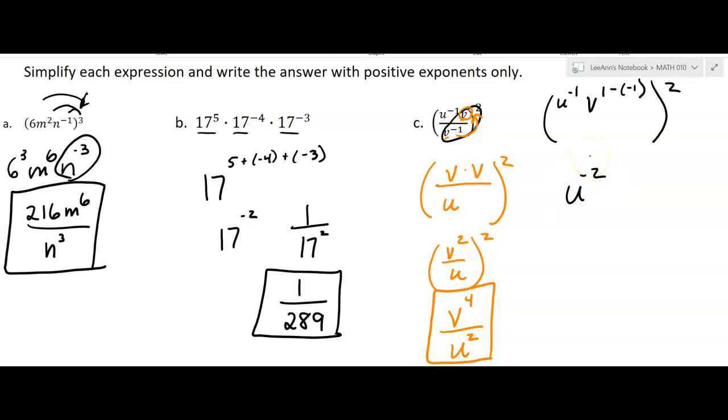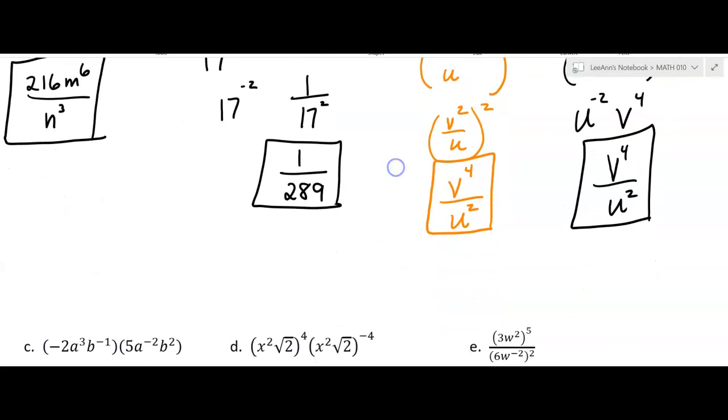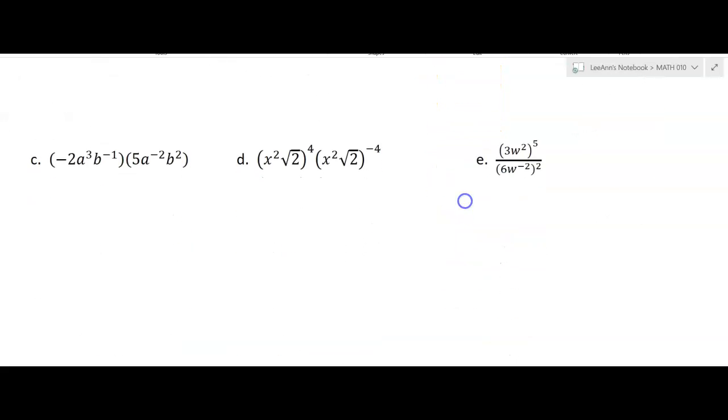I'd get u to the negative 2. Oh, I don't want to do that. Sorry. I don't want to bring it in yet. U to the negative 1, v. Okay, what's 1 minus a negative 1? That's 1 plus 1, or 2. Now I can bring the outer exponent in. So I get u to the negative 2, v to the 4th, but I have a negative exponent, so he's got to move downtown. You do not have to do every problem twice, but those were two different ways to do it. There's probably more ways to do it, but I kind of like the orange way, but you know, whichever way works for you.